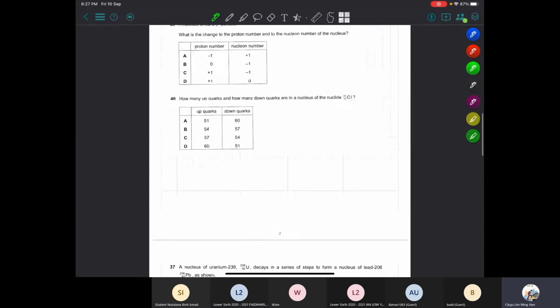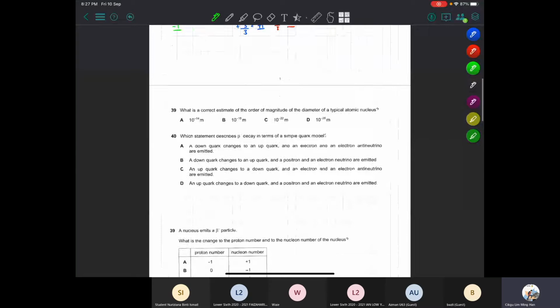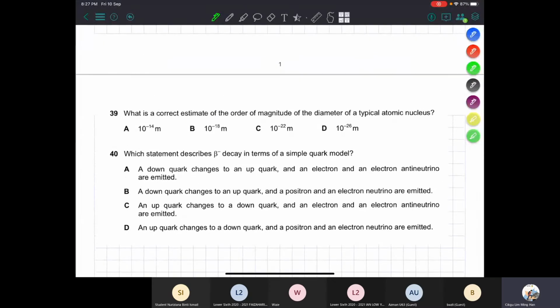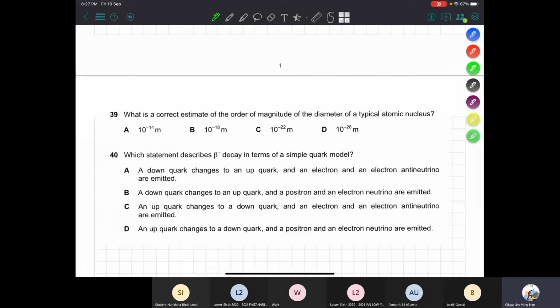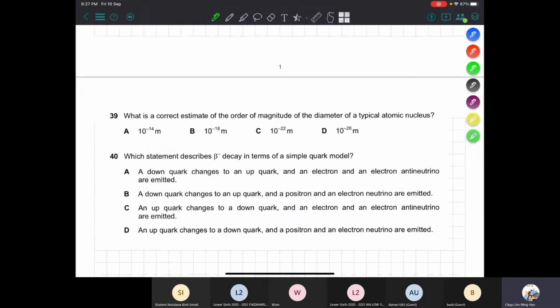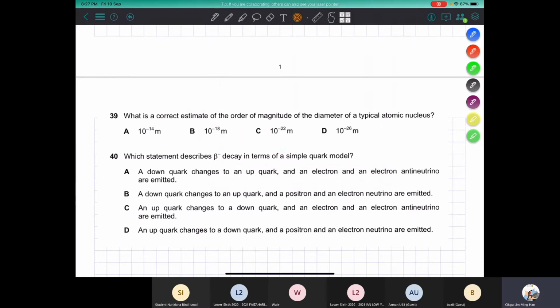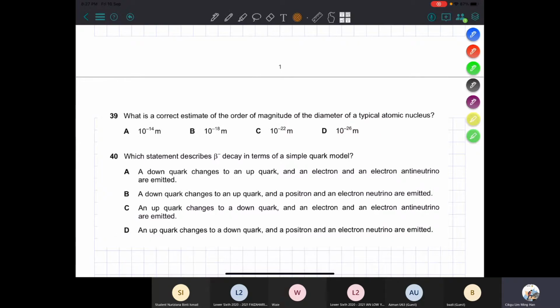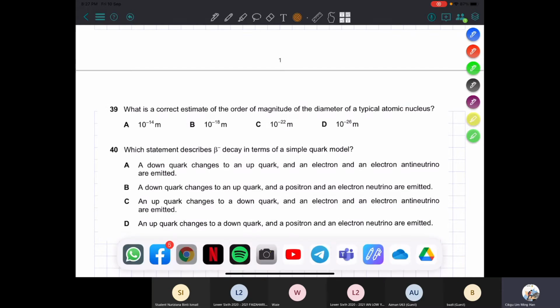Alright. So let's look at some of the past year questions again. Oh, this one is tough. Number 39. There is no other way you can remember this one. Diameter of a typical nucleus. Order of magnitude of diameter of typical nucleus. So I need the help of Google to help me.